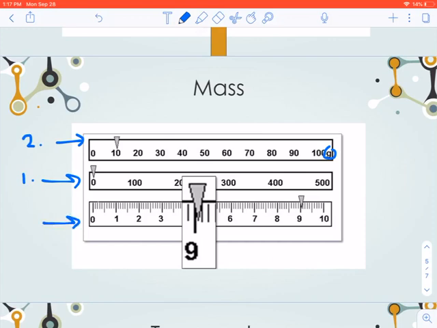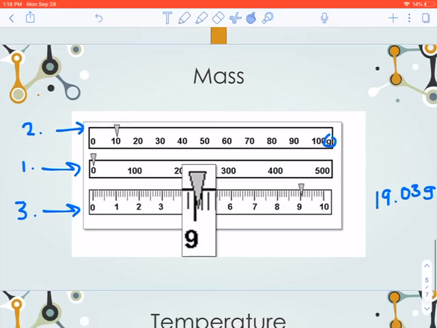Looking over here next, that's our step 3, and you can see that it is 19 point, let's see, each of these lines represents a tenth, so you want to go to the nearest hundredth. So we can see that it is at least 19.0, but we want to estimate one more place value, so I'm going to say 19.03 grams. So this one we are also going to the nearest hundredth.